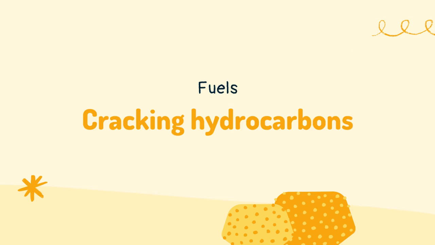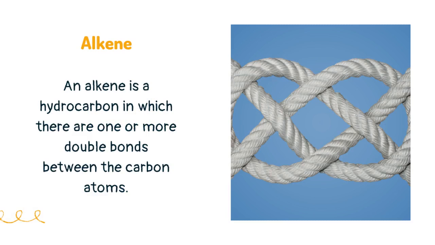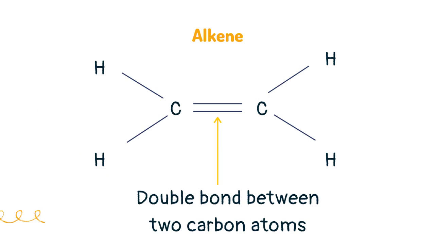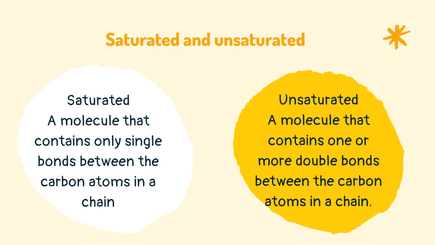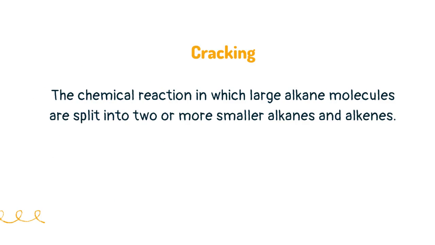Cracking hydrocarbons. An alkene is a hydrocarbon in which there are one or more double bonds between the carbon atoms. An alkene has a double bond between two carbon atoms. Saturated: a molecule that contains only single bonds between the carbon atoms in a chain. Unsaturated: a molecule that contains one or more double bonds between the carbon atoms in a chain. Cracking is the chemical reaction in which large alkane molecules are split into two or more smaller alkanes and alkenes.